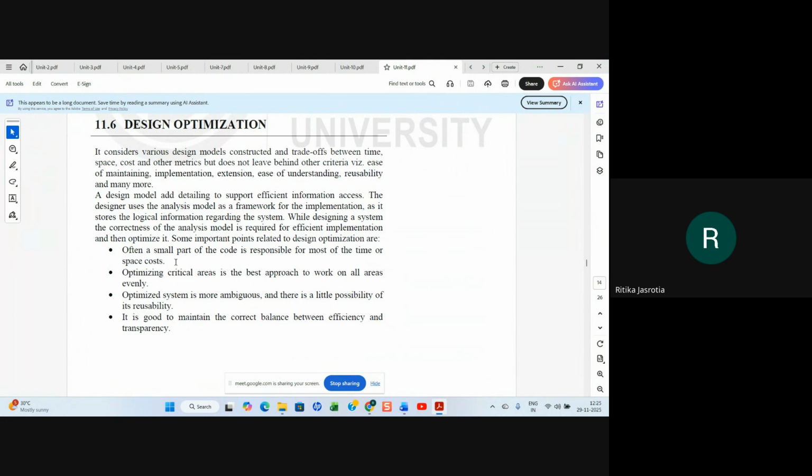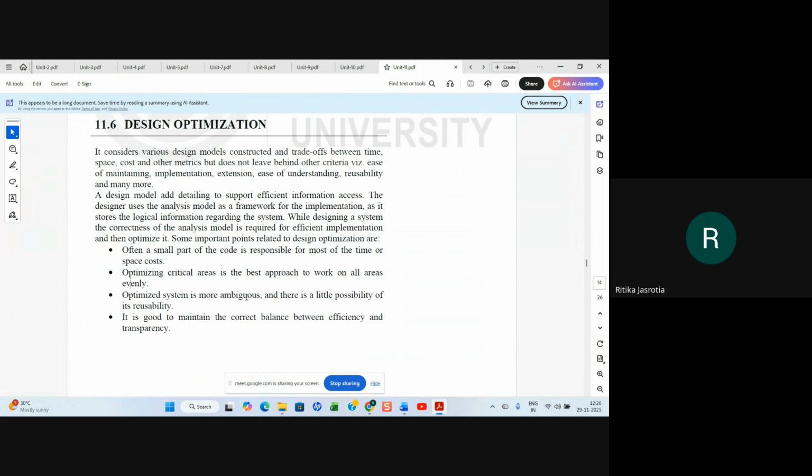That means it is taking too much time and space. For that you have to apply cost also. If it is taking too much time and space, you have to optimize that. Optimizing critical areas is the best approach, rather than working on all the areas evenly. So if you have a critical area, first you have to optimize that, so that that area is not taking too much time or space.